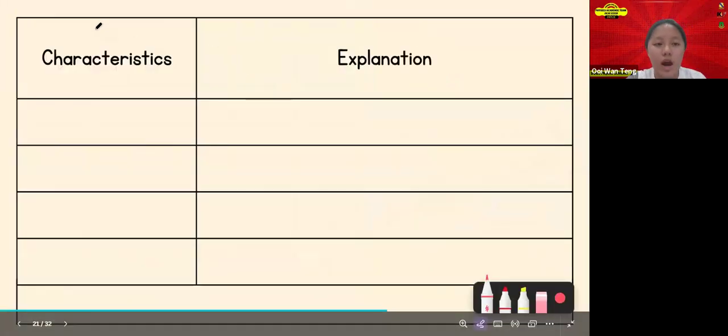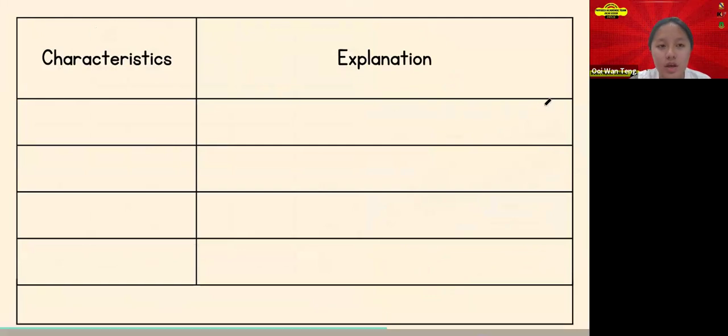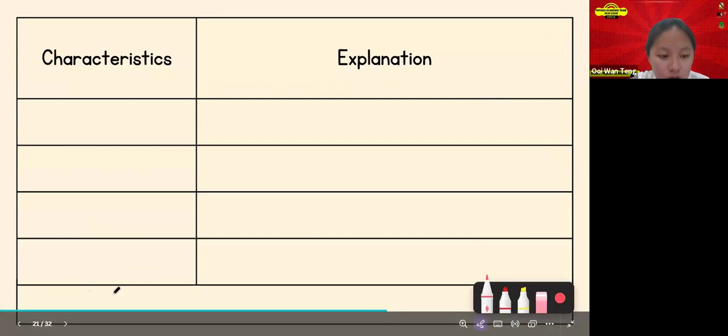Okay, now, if we are answering this type of essay questions, we need to create a table, and we need to label characteristics at the left side and explanation on the right side. You can either write explanation or reasons. And also you have to leave one column to write the most suitable thermometer that you have chosen.